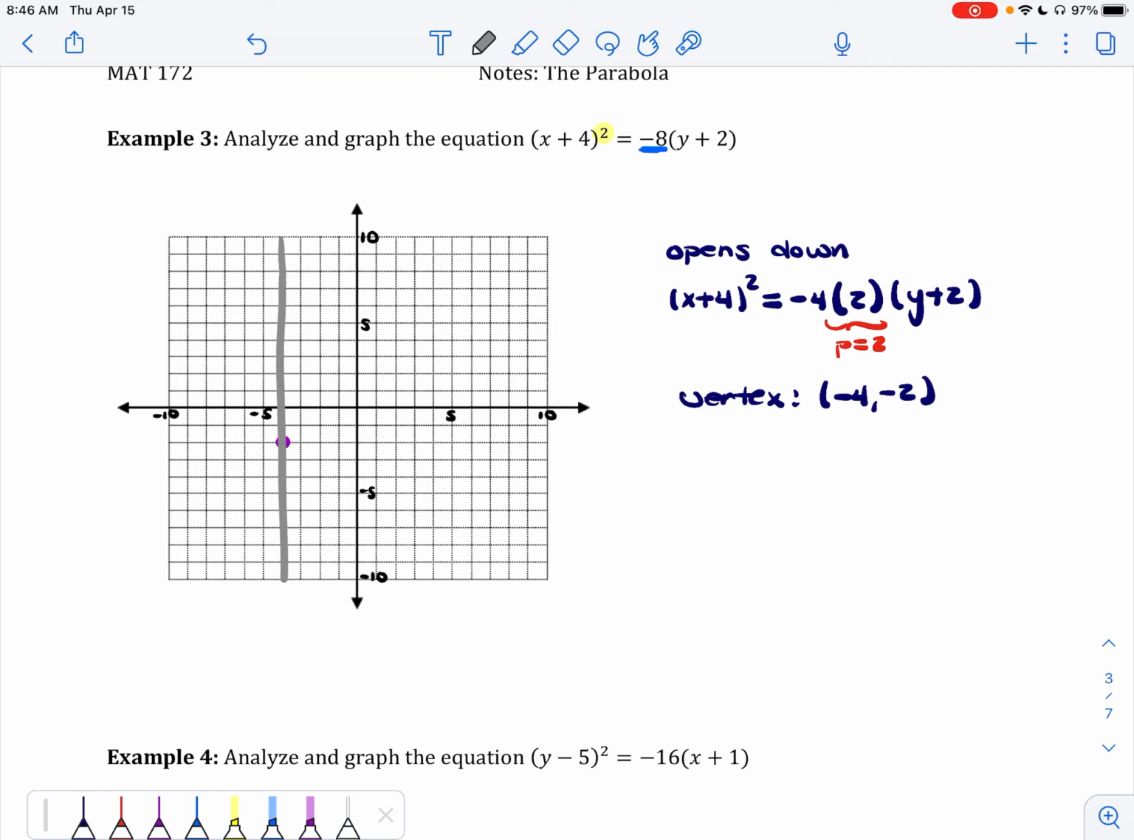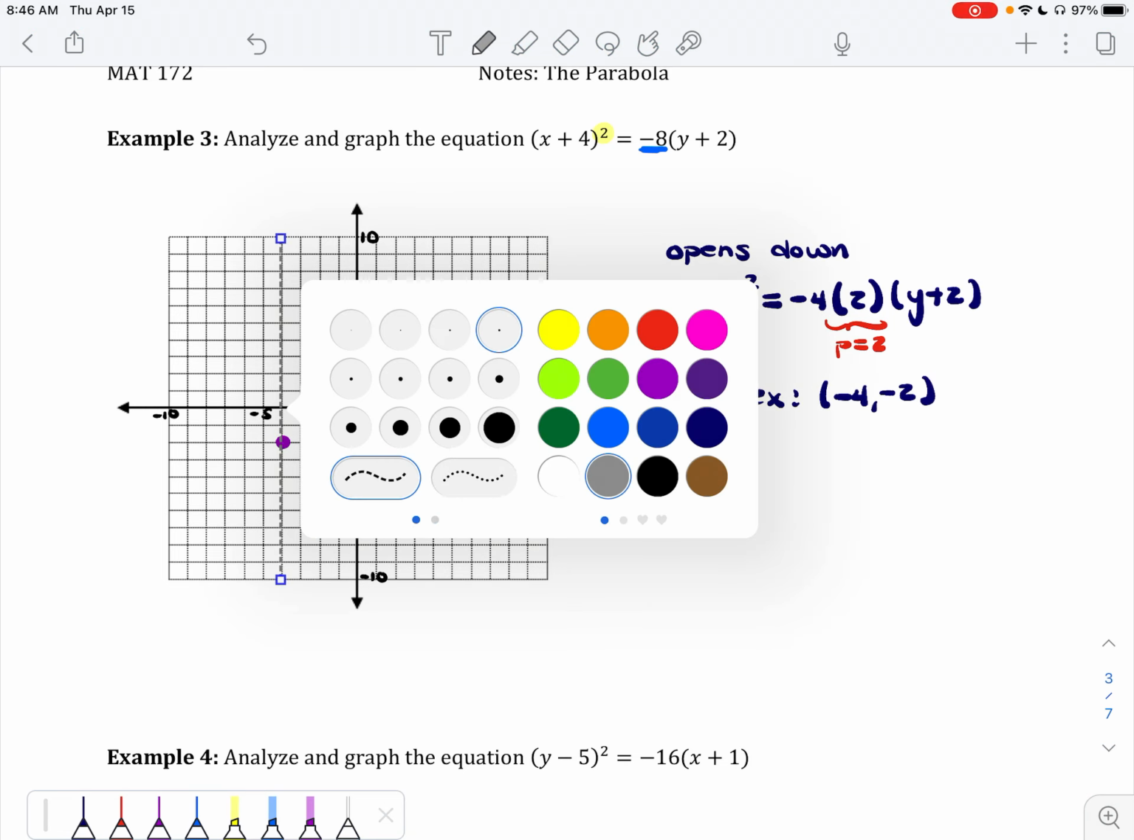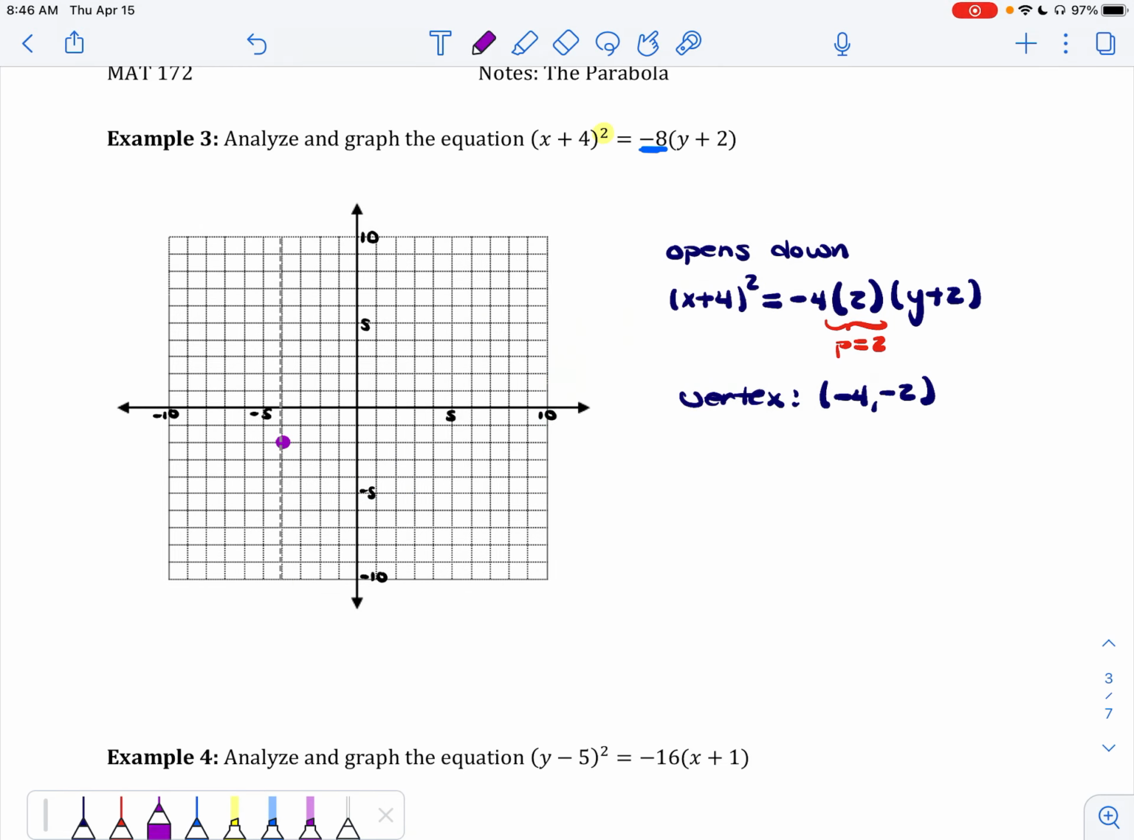All right, and we said that our parabola is opening down, which means the axis of symmetry is the vertical line that passes through the vertex. Okay, so that's going to be our axis of symmetry.